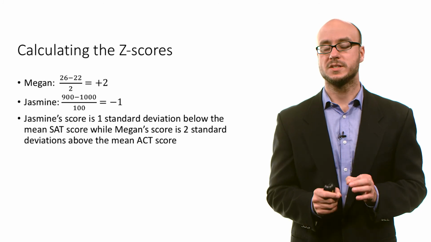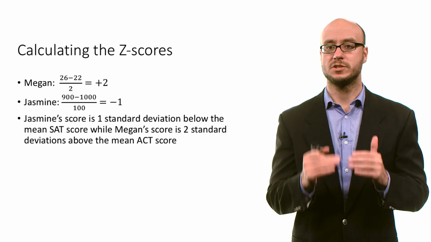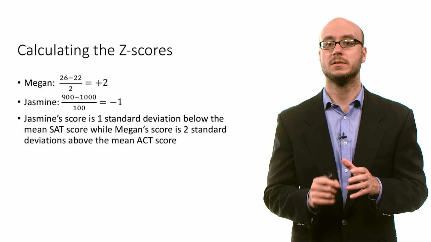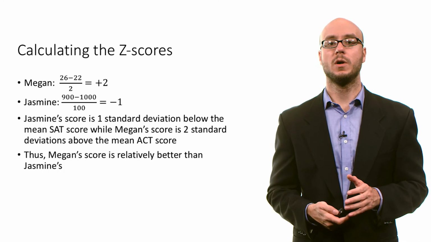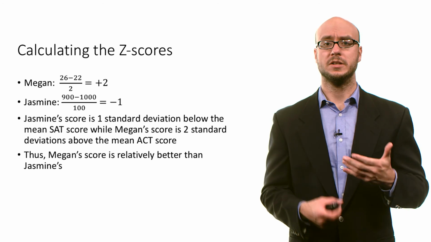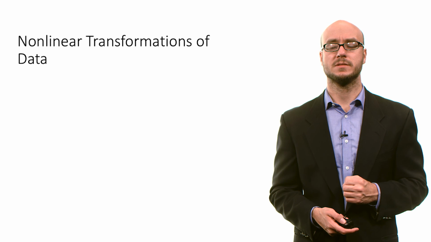So what we can do with a standard score is put Megan and Jasmine on the same distribution, a distribution with the same mean of 0 and the same standard deviation of 1. By doing this, it's very helpful to really know how Megan did versus Jasmine. We know that Megan did leaps and bounds better.